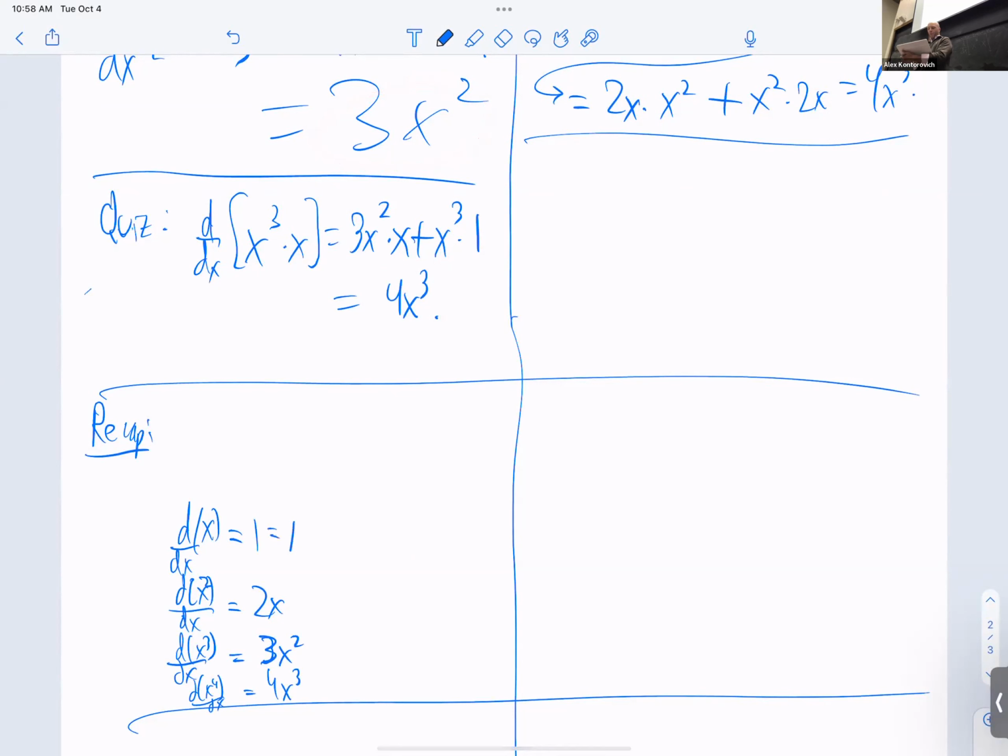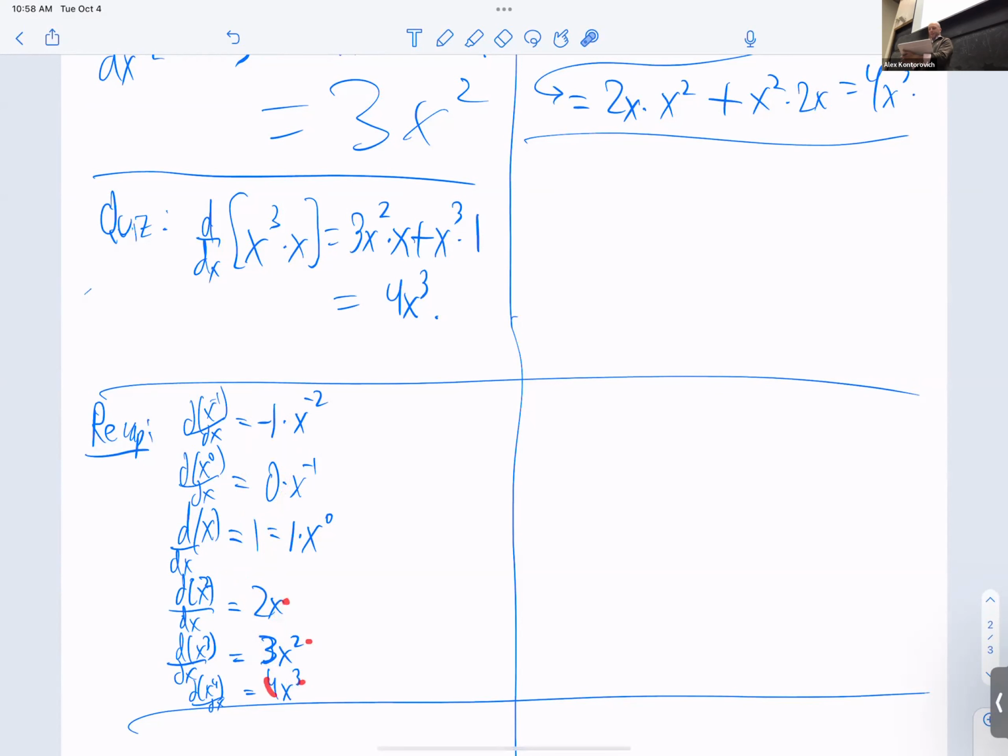This 1 is a 1 times x to the 0. What's the derivative of x to the 0? X to the 0 is 1. It's just a constant. The derivative of a constant is 0, which is 0 times x to the 1. The derivative of x to the negative 1, that's 1 over x. We computed the derivative of 1 over x: negative 1 divided by x squared. Anybody see a pattern?